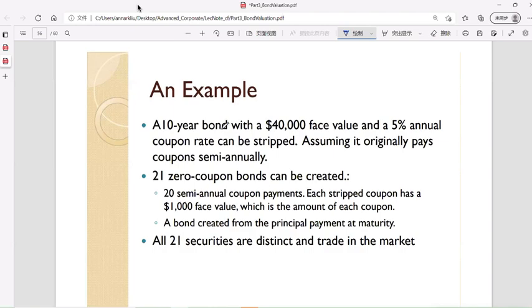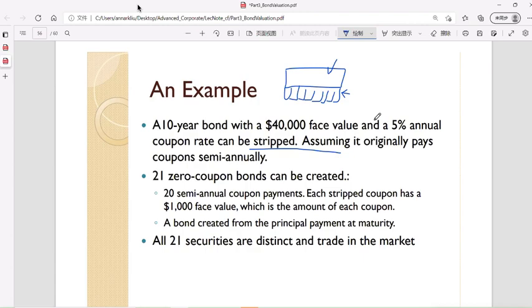Let's look at an example. We have a 10-year bond with 40,000 face value and a 5% annual coupon. It can be stripped. So what do we mean by strip? You may think of it this way: this is the principal, and this is the strips, the coupons. But each coupon is also a zero bond. So that's called a strip.